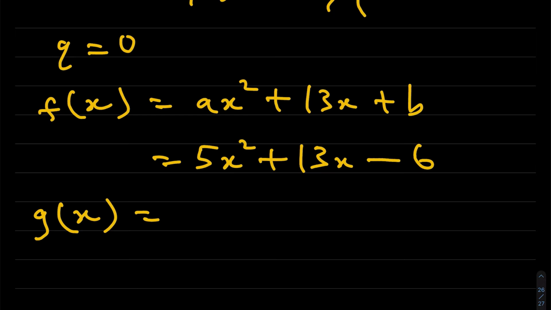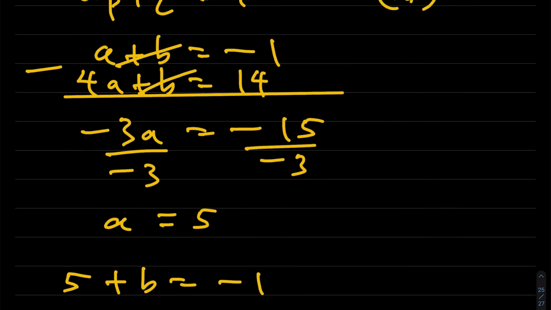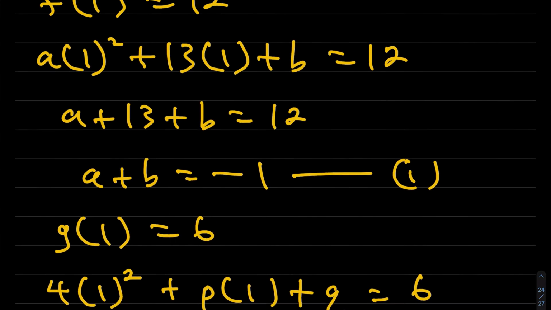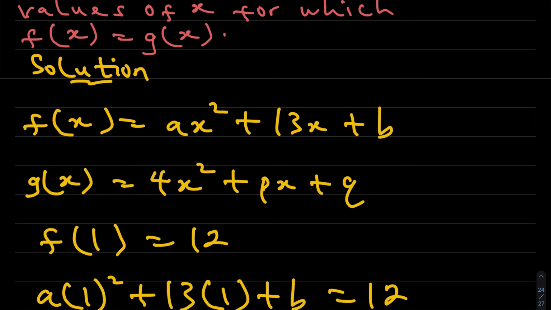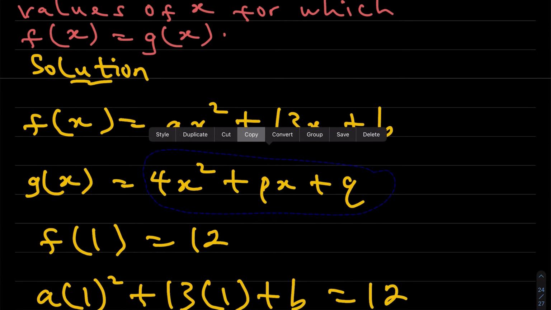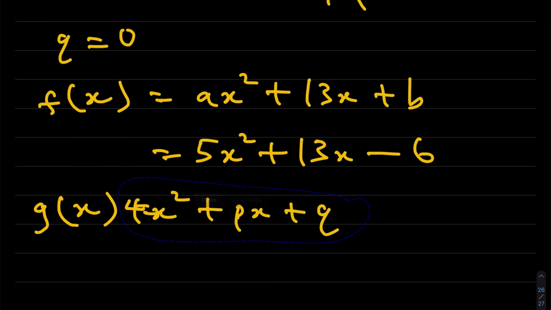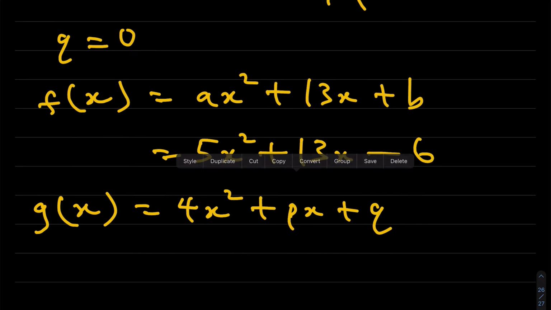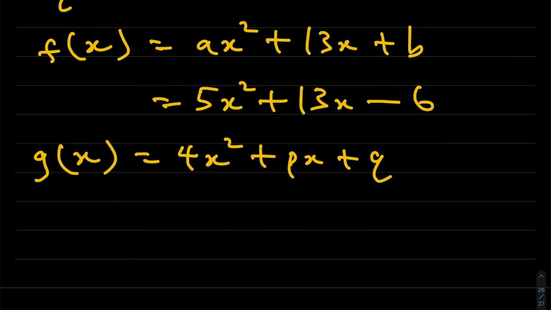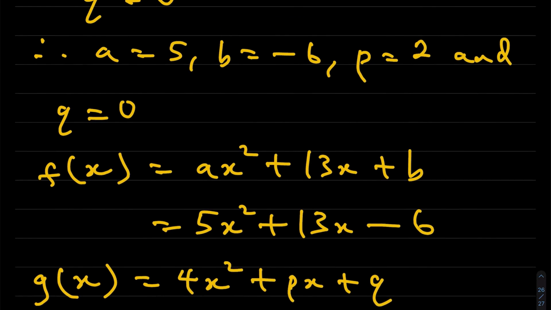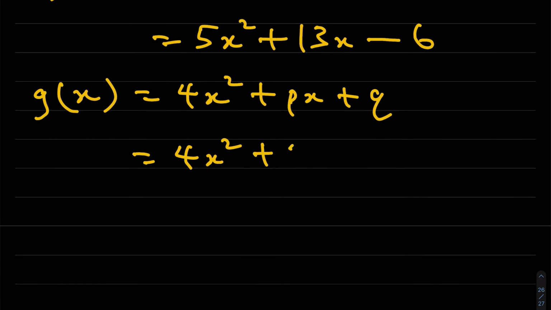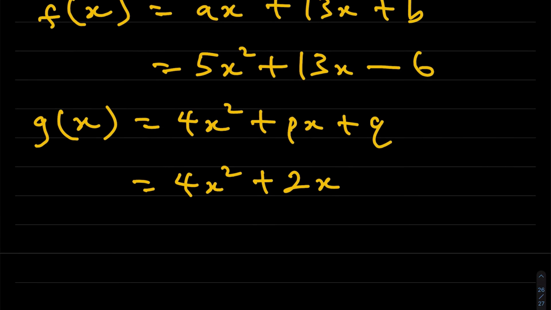Now g of x, let's state g of x fully too. G of x equals 4x squared plus px plus q, and that simply means 4x squared plus p, which is 2, that's plus 2x plus q. Q is 0, so that's just 0.